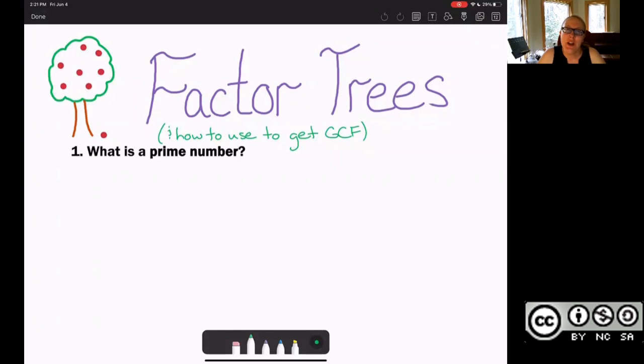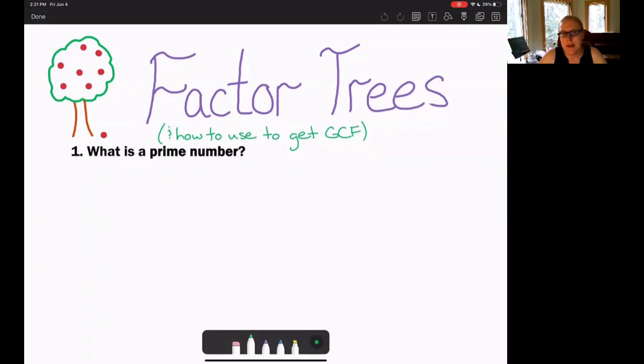So today we're going to talk about factor trees and why they're useful if you're asked to solve for a greatest common factor, or GCF. So first of all, we want to talk about what is a prime number. I like to think about a prime number as a number that you can't reduce down into simpler whole numbers that you multiply together.